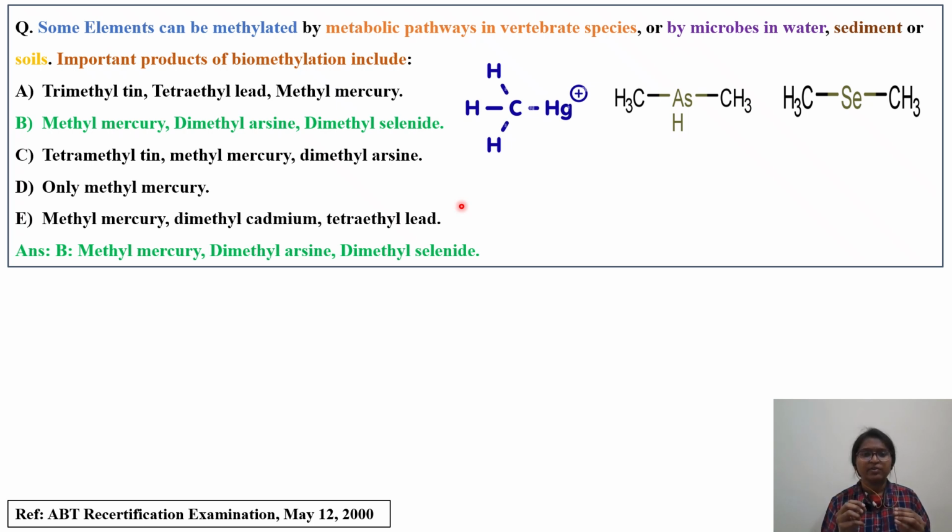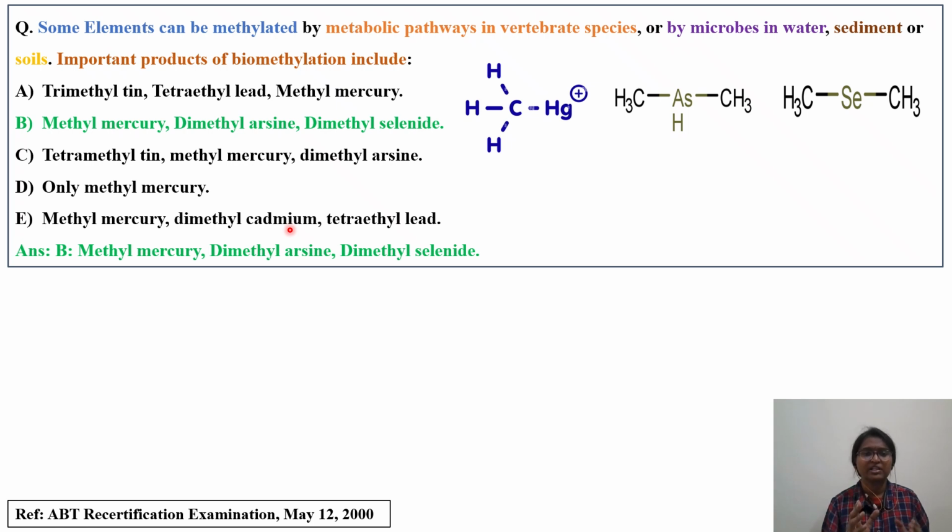Another important thing to remember: whenever you are preparing for the exam, you will come across methyl mercury, its biomagnification, biomethylation. So when you look at the options, you will think that option D is the only right one. But in addition to methyl mercury, the other two, dimethyl arsine as well as dimethyl selenide, also undergo biomethylation. But tetraethyl tin, tetraethyl lead and dimethyl cadmium will not undergo biomethylation. You have to remember that.